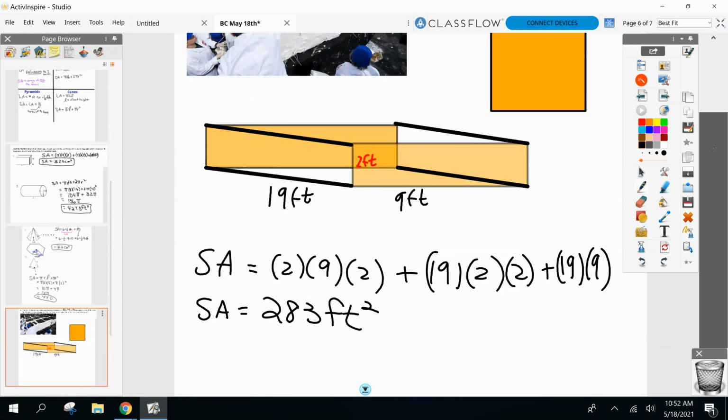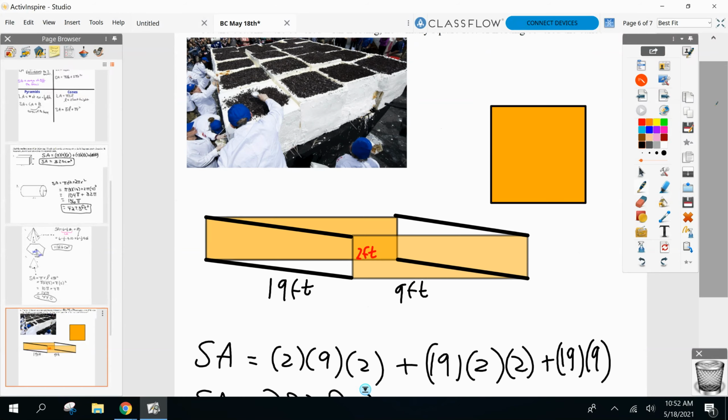Think of a square that's 1 foot by 1 foot. That's a pretty big square. Take 2 rulers right now. Boom, boom. A square. That's all frosting. You need 283 of those squares. Okay, that's a lot of frosting.